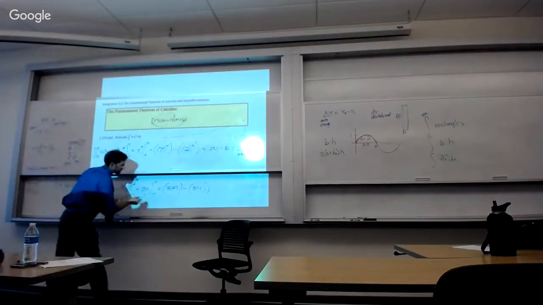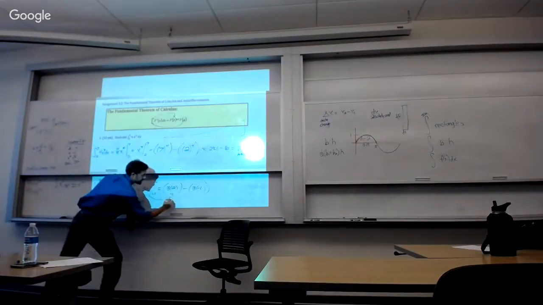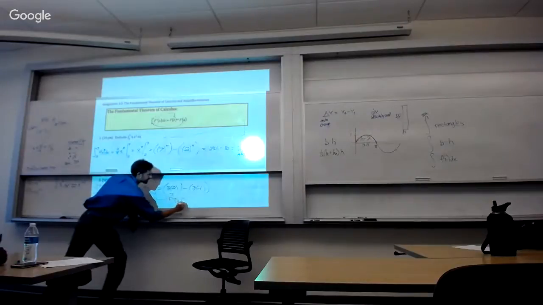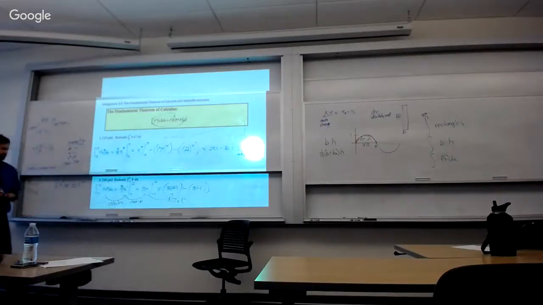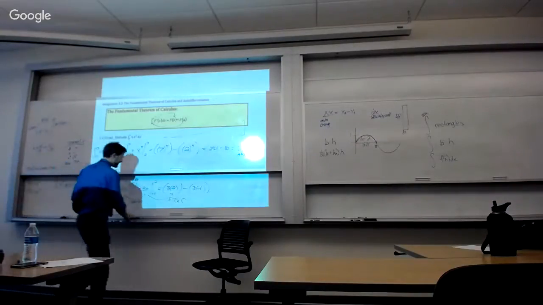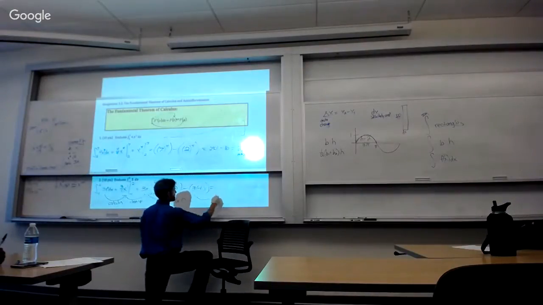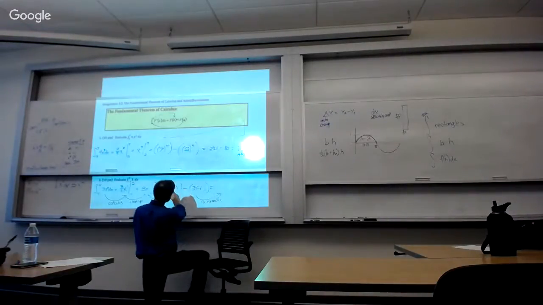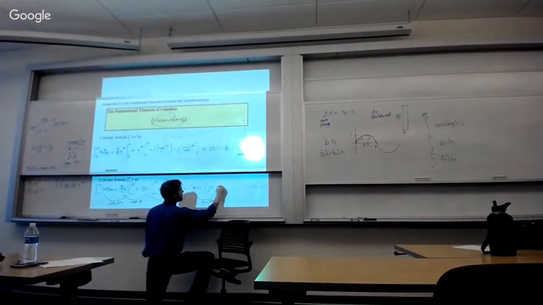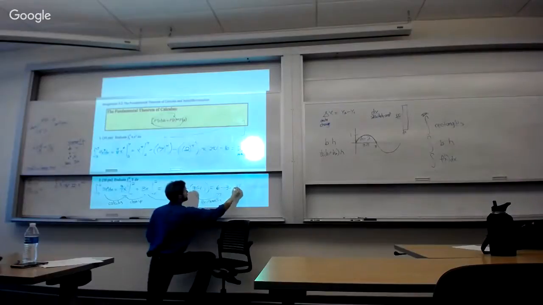So this step is the fundamental theorem of calculus. And this last step is arithmetic. So what is that? 6 minus -3, which is 9.